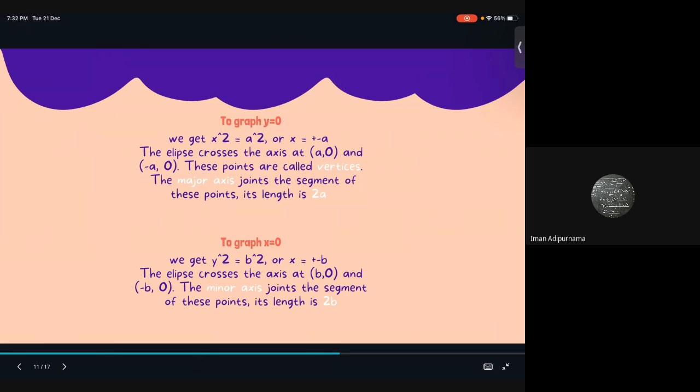To graph, x equals 0, we get y squared equals b squared, or y equals plus or minus b. Oh, well, I think I have a typo here. Sorry, in the x equals plus or minus b, it's supposed to be y equals plus or minus b. So the ellipse crosses the axis at (0, b) and (0, -b). The segment along y is the minor axis, and its length is 2b.